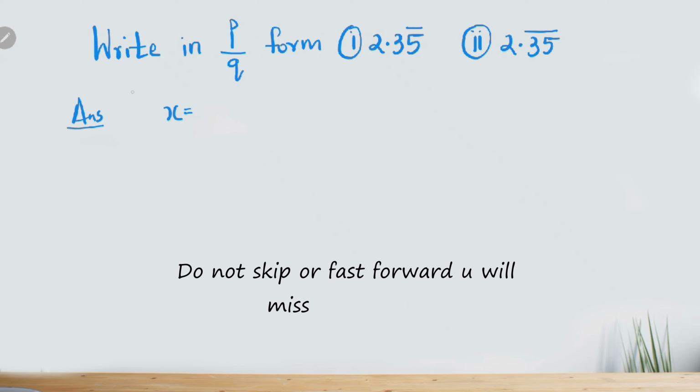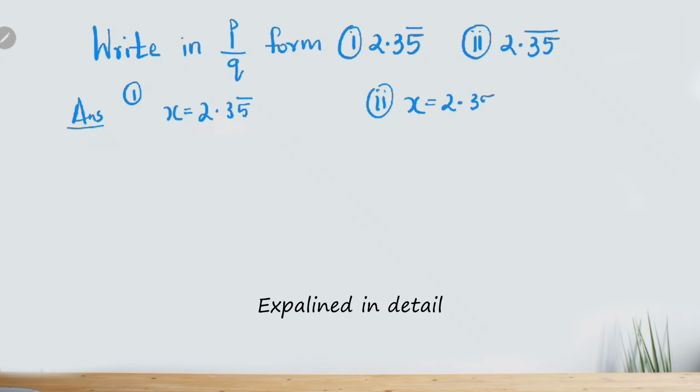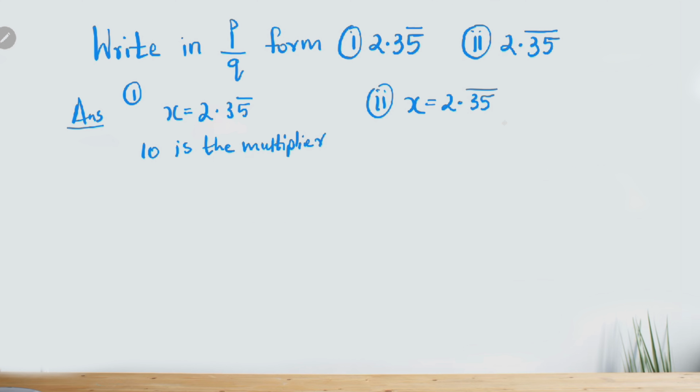Here, for the first one x is 2.35 bar, and for the second one x is 2.35 bar. Now because only 5 is repeating here, only one digit is repeating, 3 is not repeating, we'll be multiplying with 10. 10 is the multiplier here, and here 2 digits are repeating, so 100 will be the multiplier.